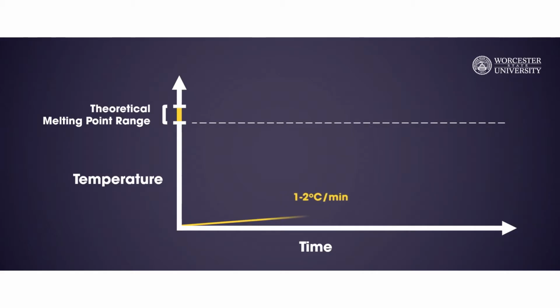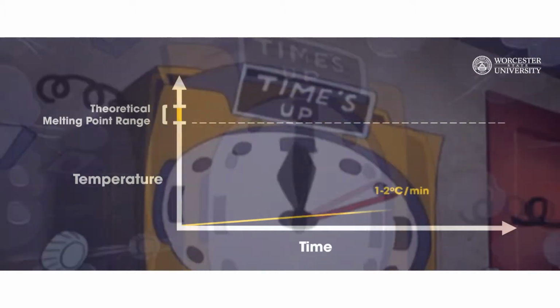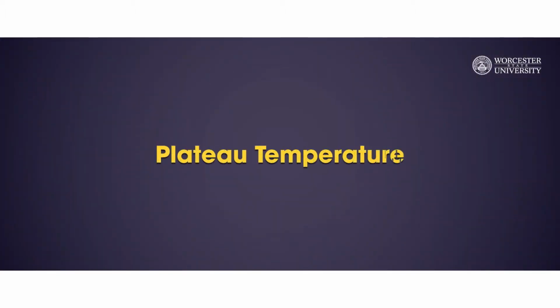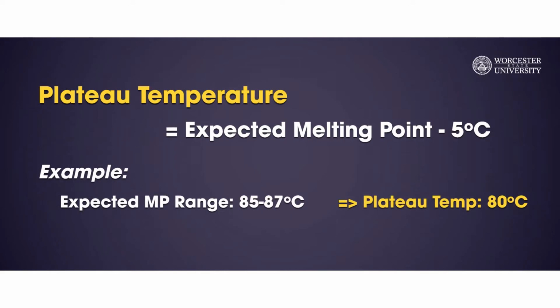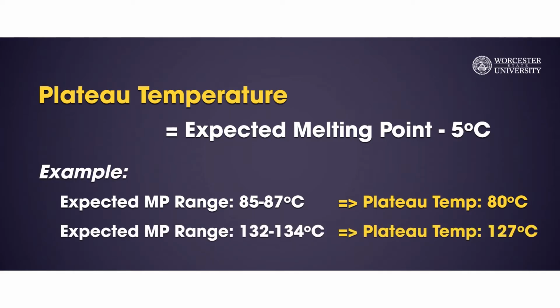The slower the better. However, some solids have high melting points and it will take forever for the sample to melt. To solve this, we have something called plateau temperature. A plateau temperature is generally set at 5 to 10 degrees Celsius below the expected melting point. For example, if your sample's theoretical melting point range is 85 to 87 degrees Celsius, then the plateau temperature will be placed at 80 degrees Celsius. Or if the expected melting point range is 132 to 134 degrees Celsius, the plateau will be set at 127 degrees Celsius.